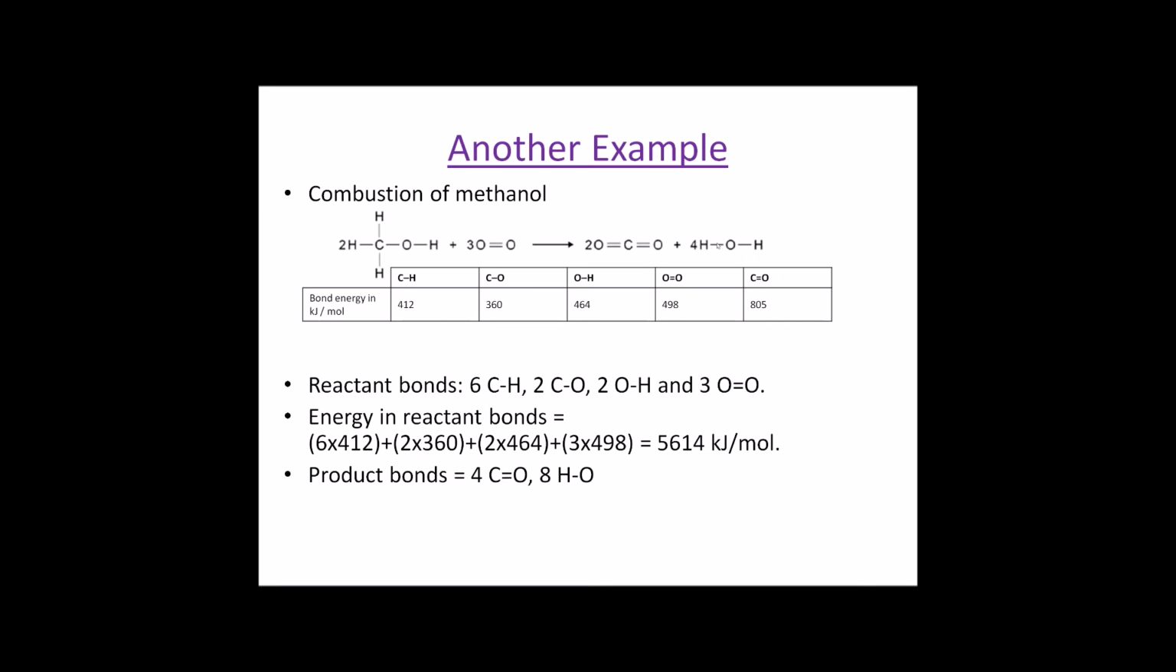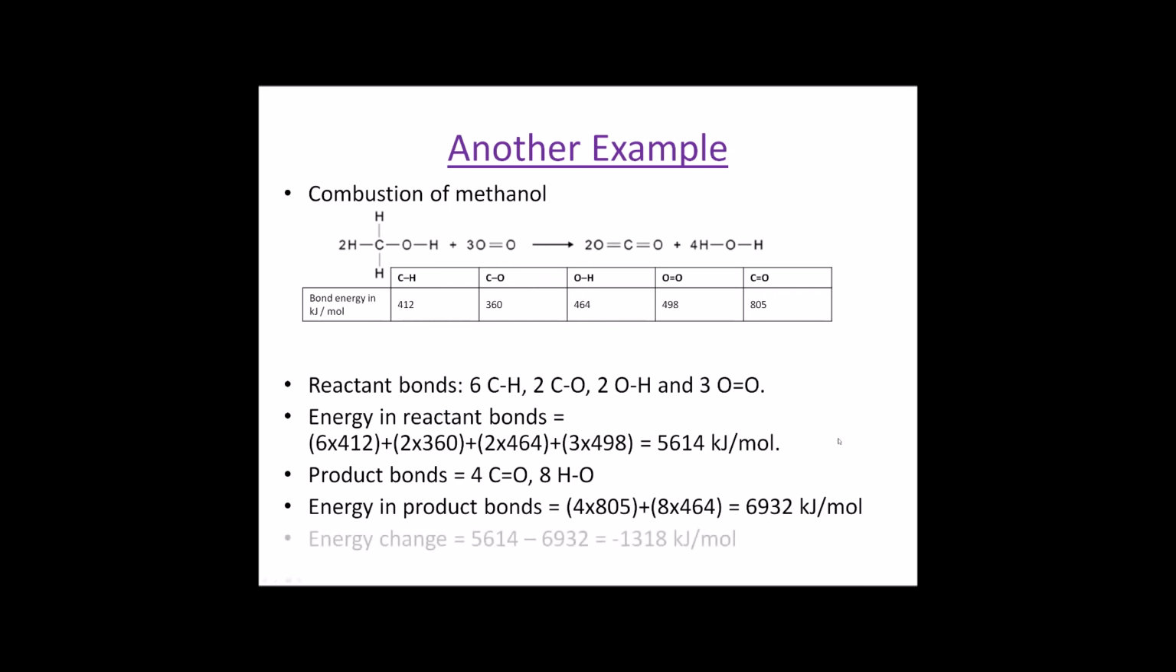This time we've got 4 water molecules. Each water molecule has 2 hydrogen oxygen bonds, so we've got 8 hydrogen oxygen bonds in total. So now we can work out the energy in those product bonds. So 4 times 805 to work out our carbon dioxide, and then 8 times 464 to work out our waters. And when you add that together, you get 6,932.